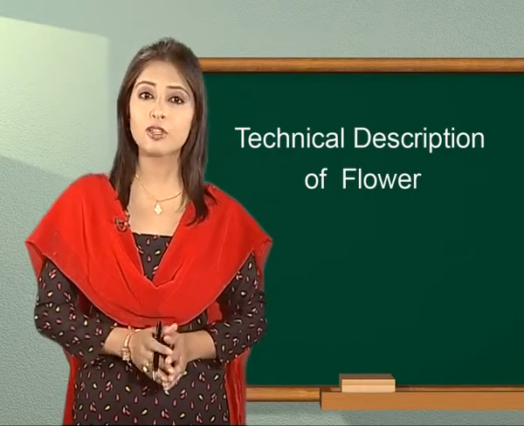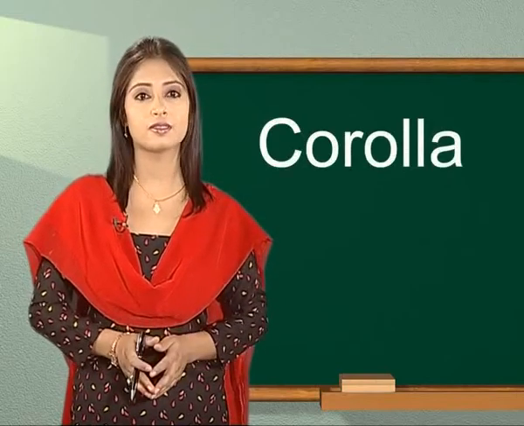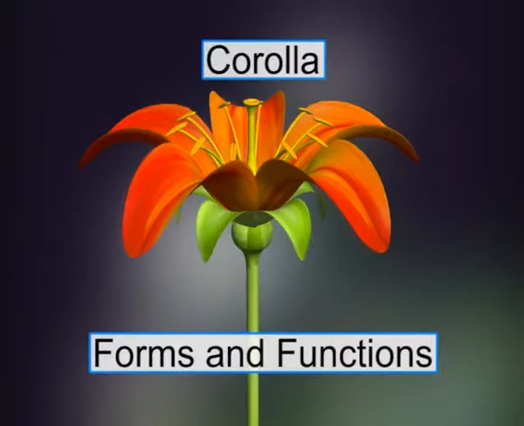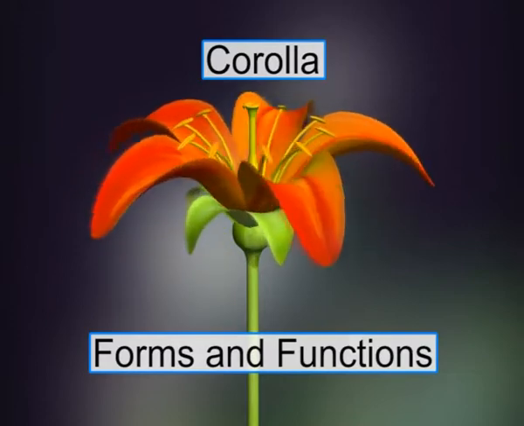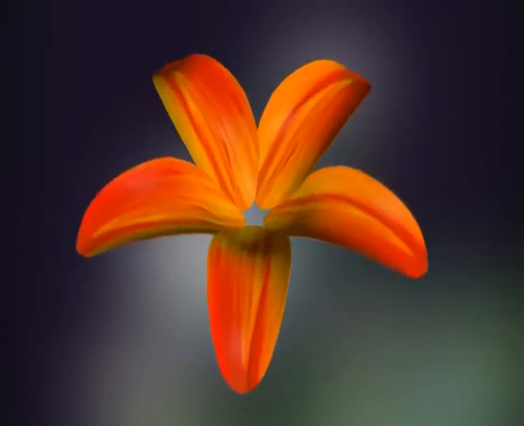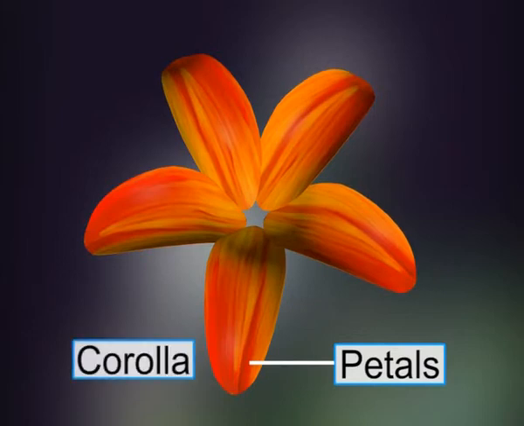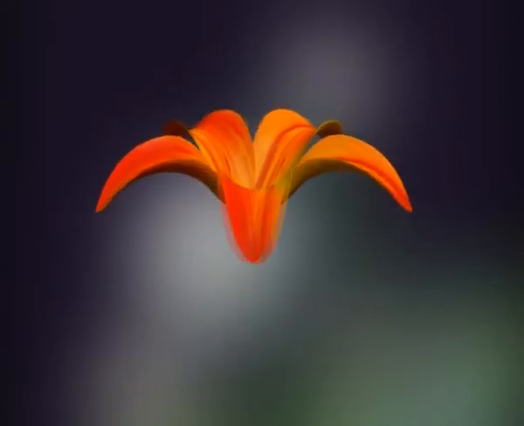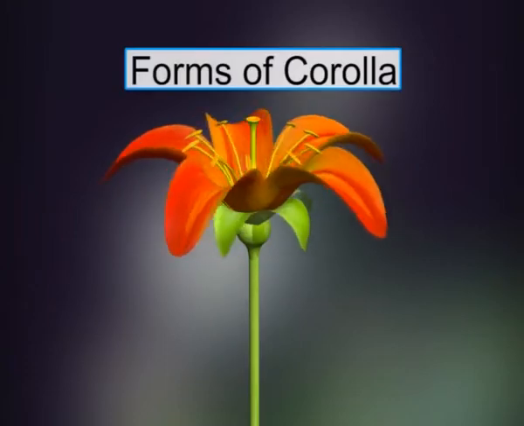After studying the outermost whorl of the flower, now it is time to study the whorl inner to calyx, which is known as corolla. Let us discuss it. Corolla, forms and functions. Inner to the sepals is another whorl of modified leaves called petals, which are often brightly colored. This whorl is known as corolla. Like the calyx, the corolla has various forms. Forms of corolla.